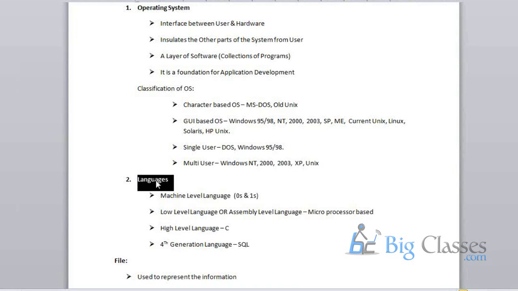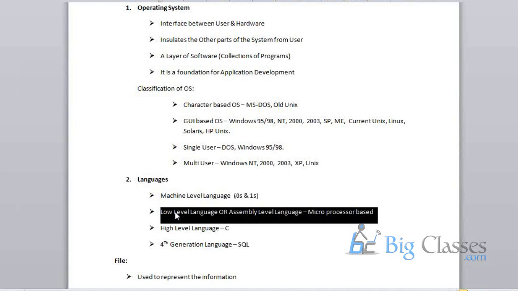Then languages. So I told you the prerequisites. One is operating system, second is language. You need to have some knowledge on machine level language. This machine level language contains zeros and ones. We call them binary digits, zeros and ones. The computers do not understand our English language. Whatever we type, compose, save, all those things are translated into zeros and ones, and then they are getting saved onto the disk.